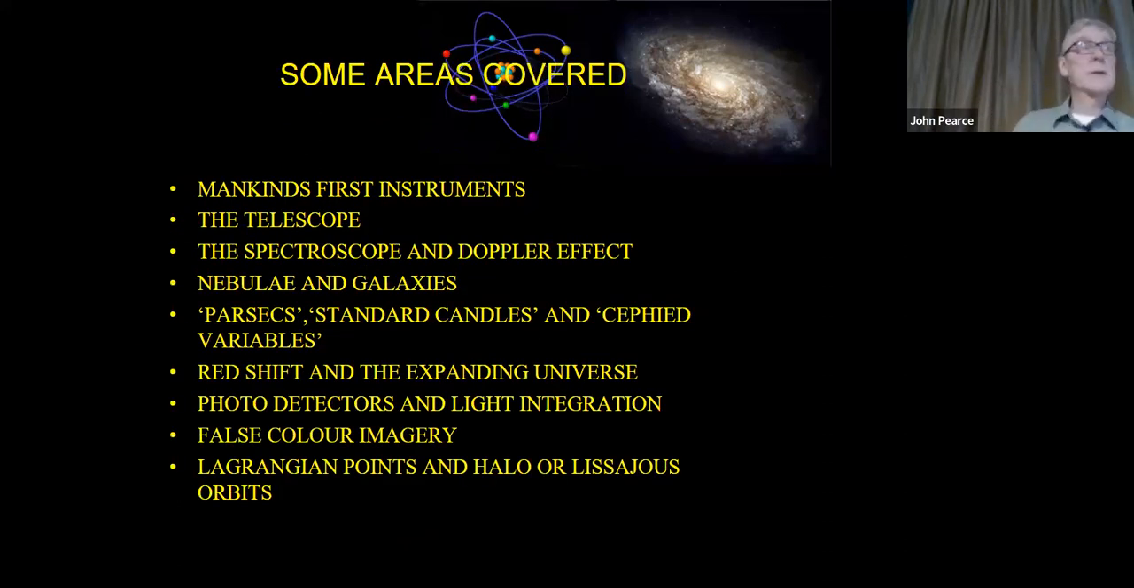We'll cover these areas. Of course, we'll look at mankind's first instruments. We'll look at the telescope, the spectroscope and the Doppler effect, nebulae, galaxies and parsecs, standard candles and Cepheid variables, redshift in the expanding universe, photodetectors and light integration, false colour imagery, the Lagrangian points and halo or light gas orbits. If we cover all those bits, we've got everything that we need to know about the James Webb Telescope, hopefully.